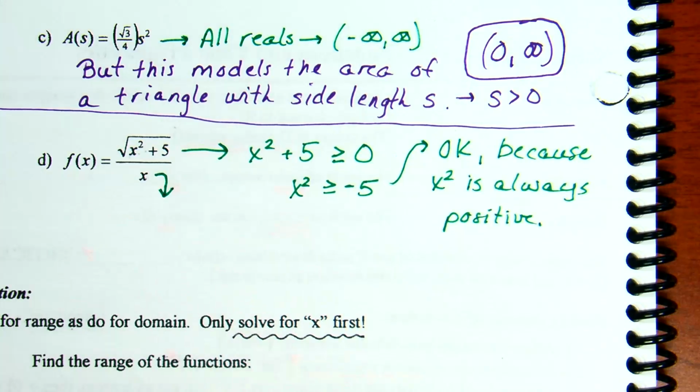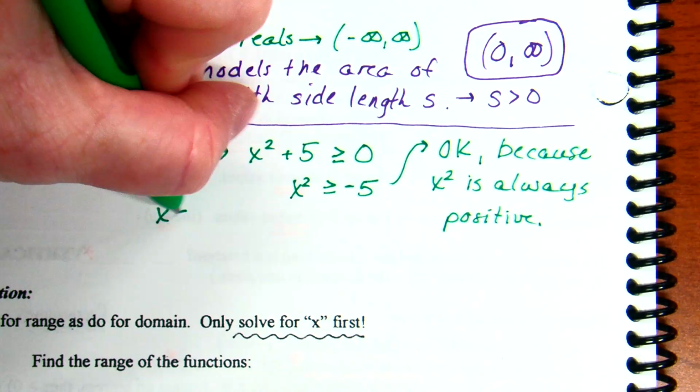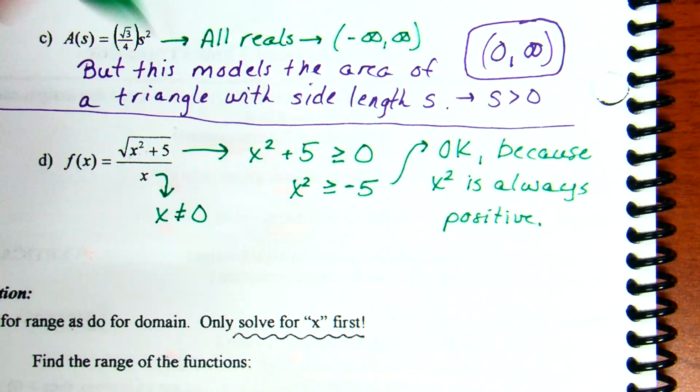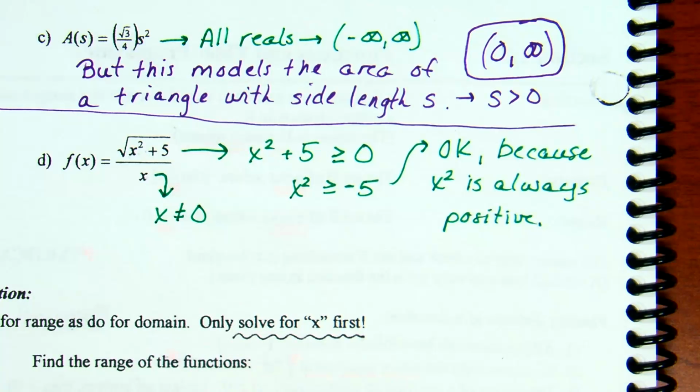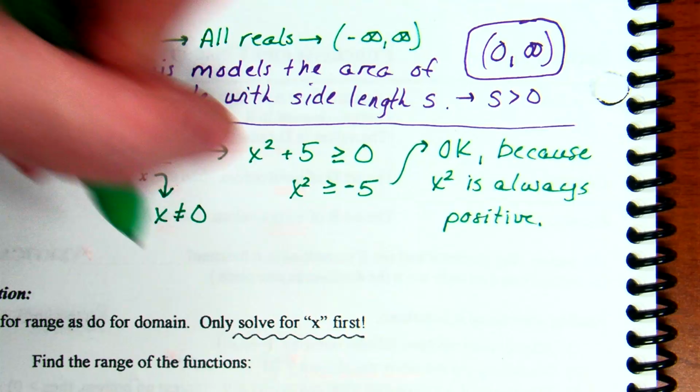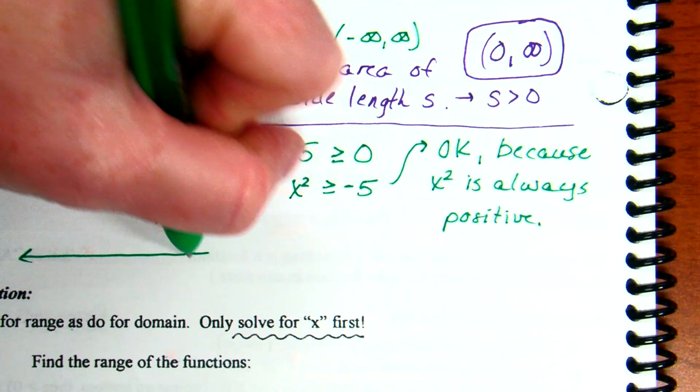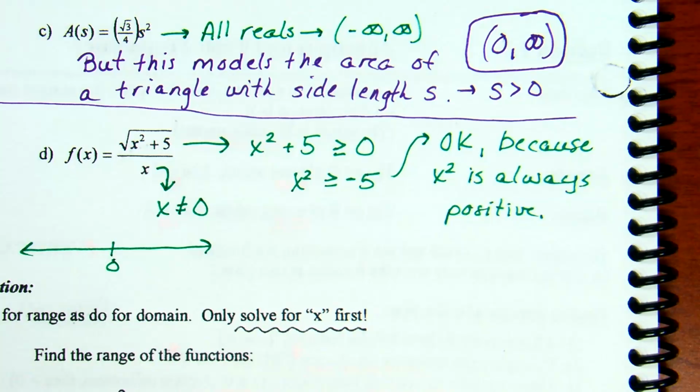Okay, denominator cannot equal 0, so we're going to set the denominator equal 0. So that tells me x can't equal 0. So think about, what's that mean? If x can't equal 0, here's me trying to get you guys thinking about a number line. Here's 0. X cannot equal 0.